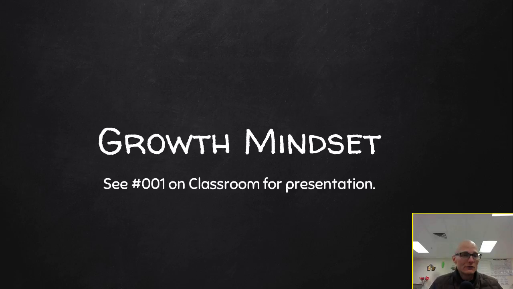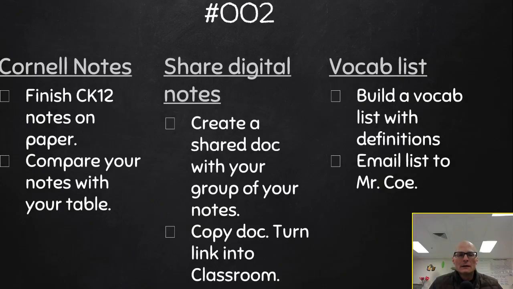So there's the slide set for the growth mindset under number 001 on Classroom, so you can review that if you weren't here. And then there's the steps again of 002, and you should be over there wrapping up the vocab list and moving on.